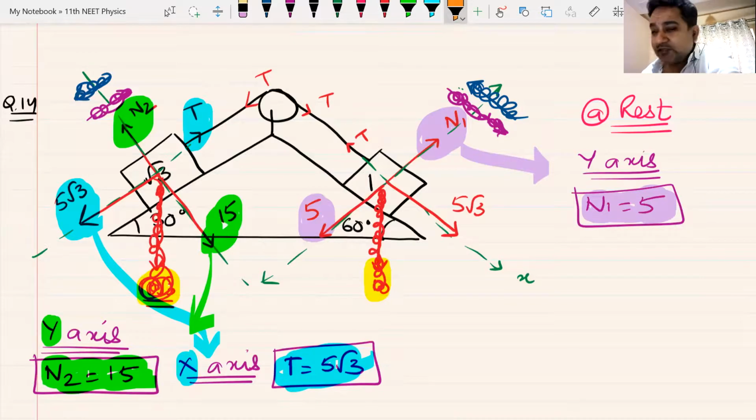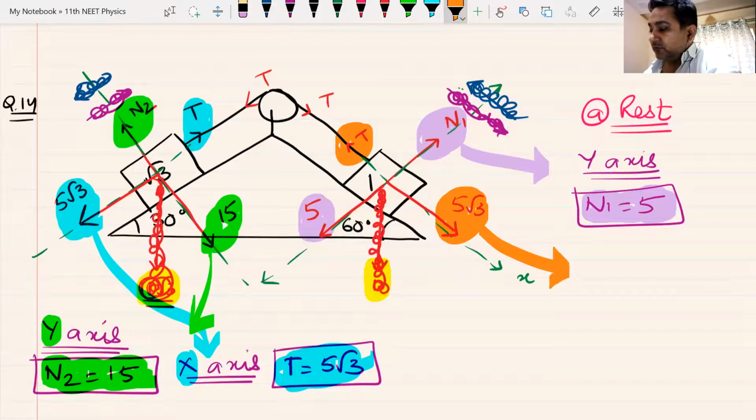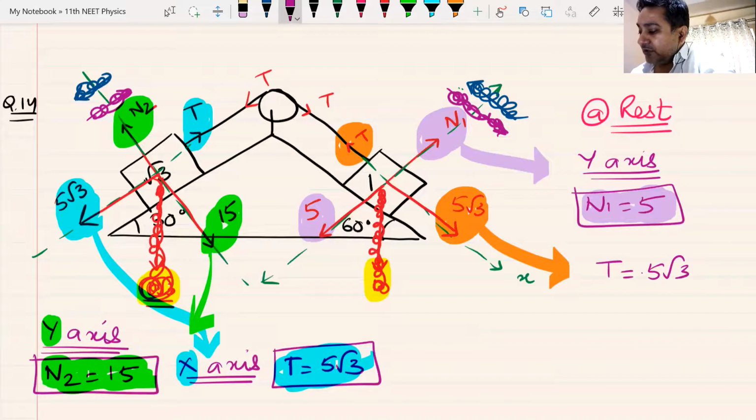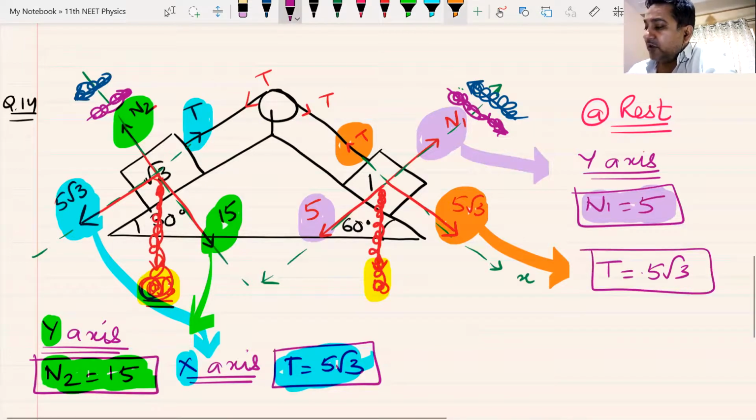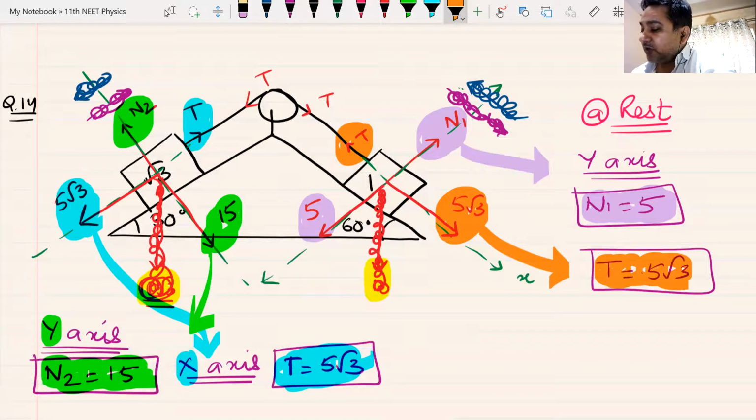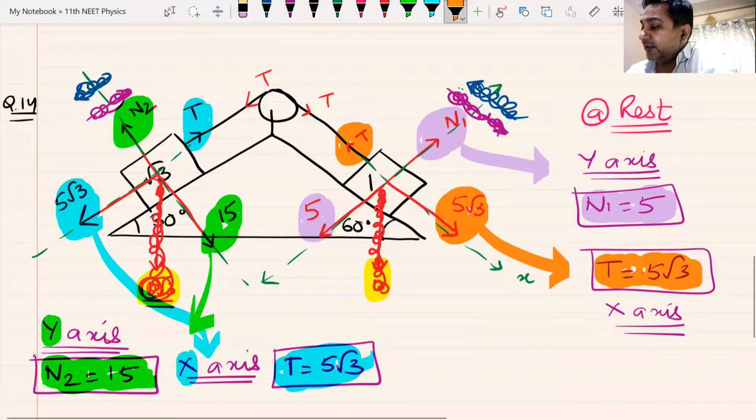Now let me write the last equation. This is 5 root 3, this is T. The block does not move. So I have this equation, again the same equation: T is equal to 5 root 3. This is the equation along the x-axis for this block, and I get the same equation from the x-axis of the other block. And that ends our answer.